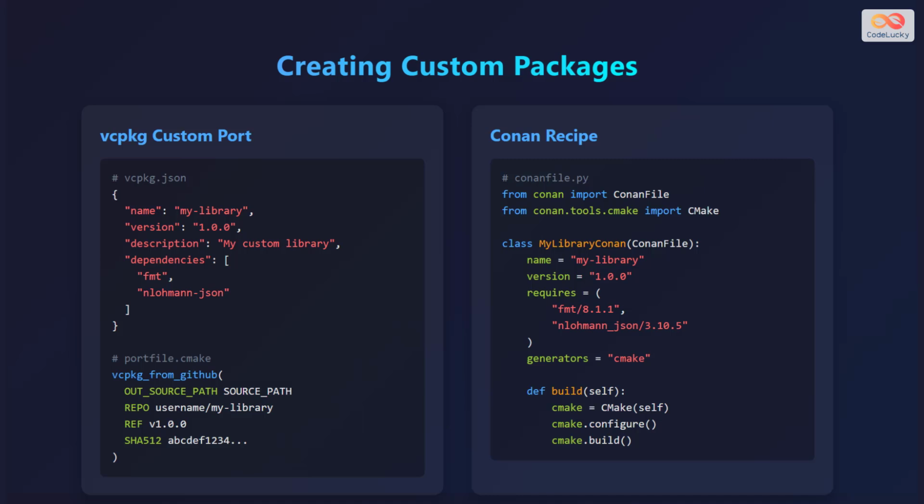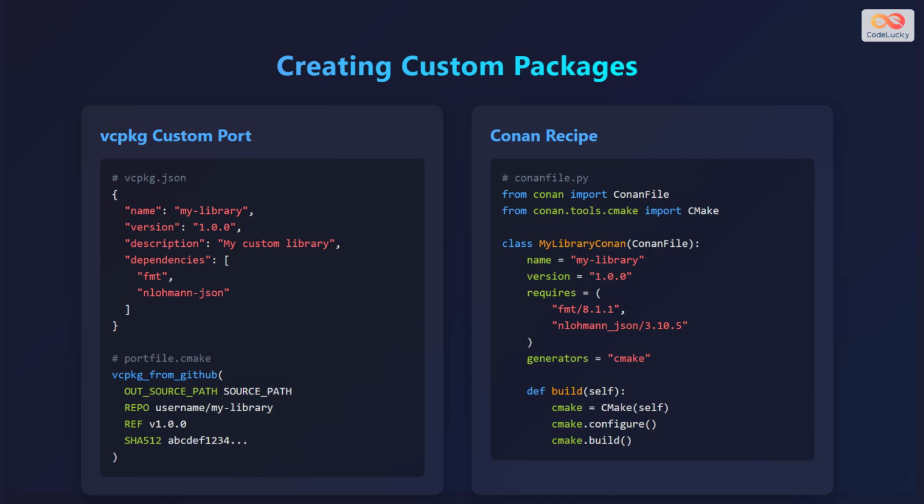Let's see how to create custom packages using both vcpkg and Conan. For vcpkg, create a vcpkg.json file with the package name, version, description, and dependencies. Also create a portfile.cmake file, and use the vcpkg_from_github function to specify the source repository and version.